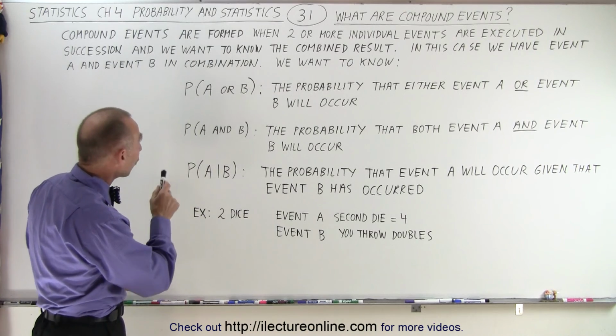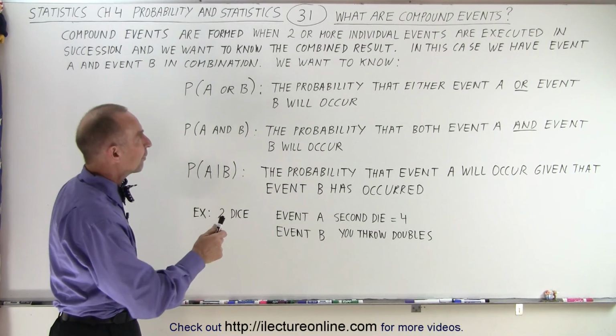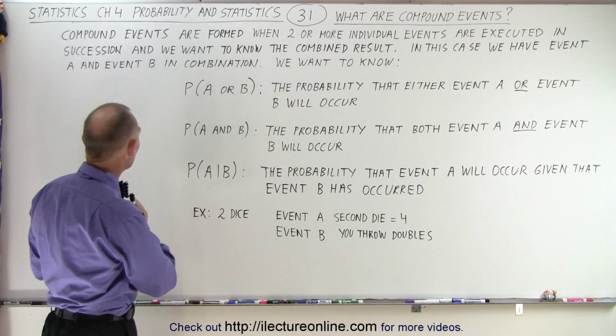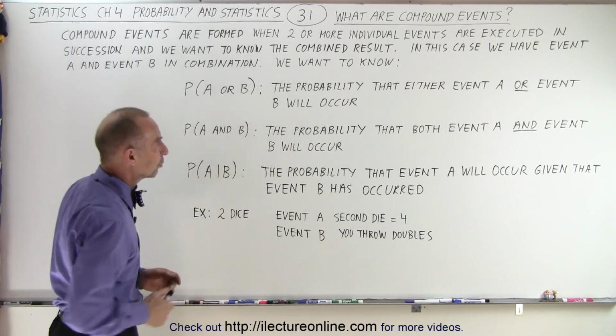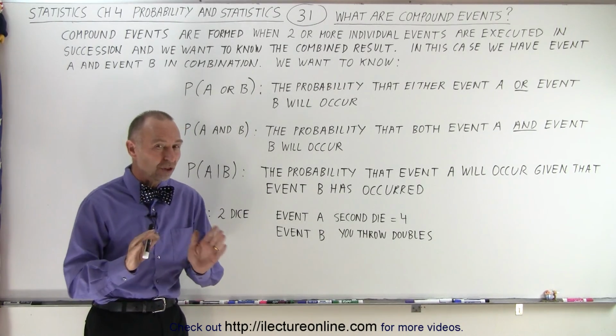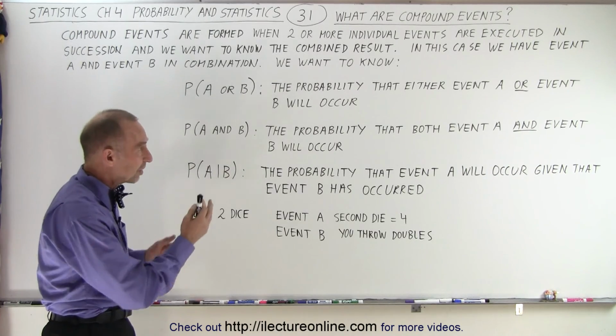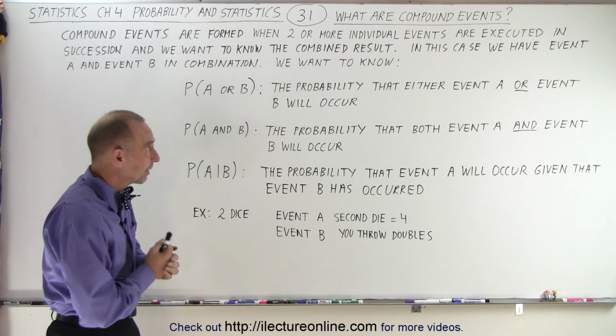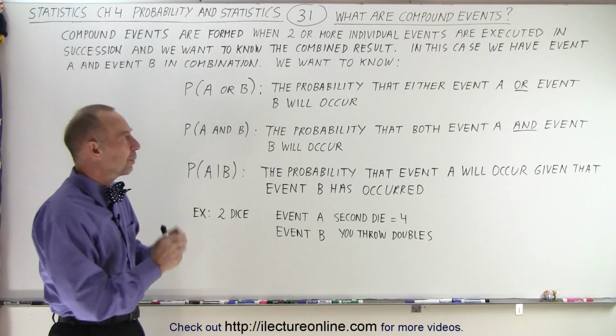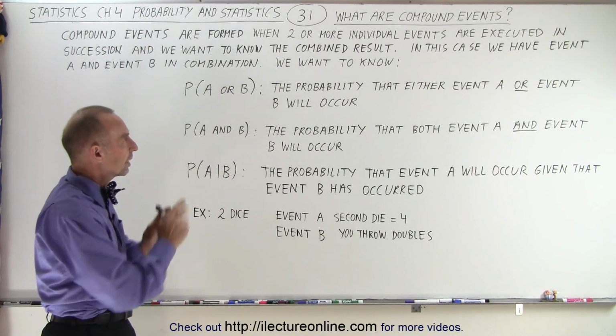Compound events are formed when two or more individual events are executed in succession, and we want to know the combined results. Typically, we're dealing with just two events, but it could be more. So in this case, we're going to show you some examples of what it would look like when we're dealing with two events strung together.